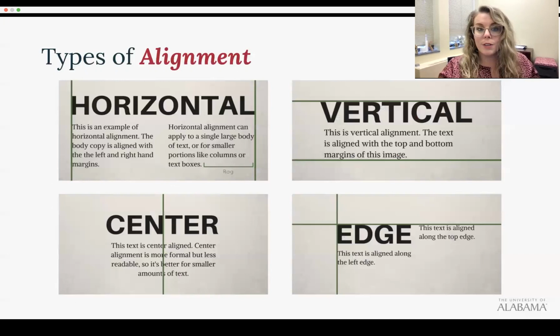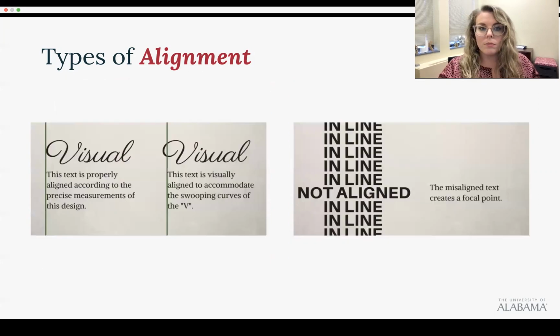Here are a few types of alignment. We've got horizontal, vertical, center, and edge. I will say edge is probably the one used the least, but it's good to know that it is an alignment option that you can use. It creates a type of alignment and organization that you might not think about, where the top and the side are both aligned.